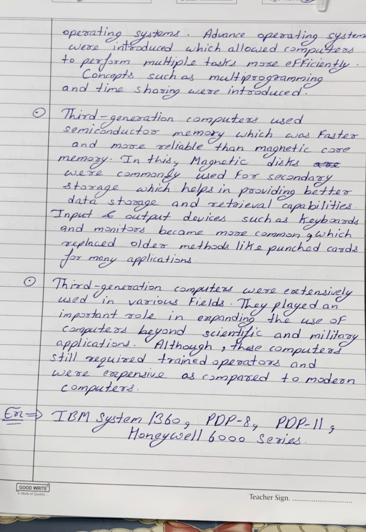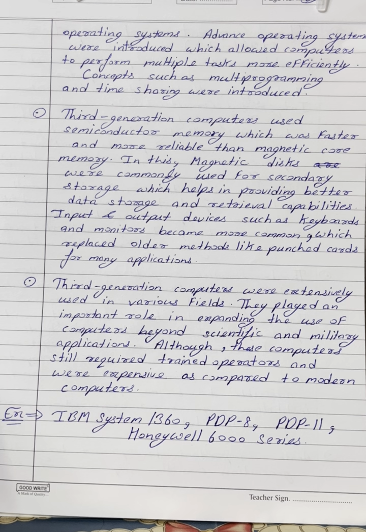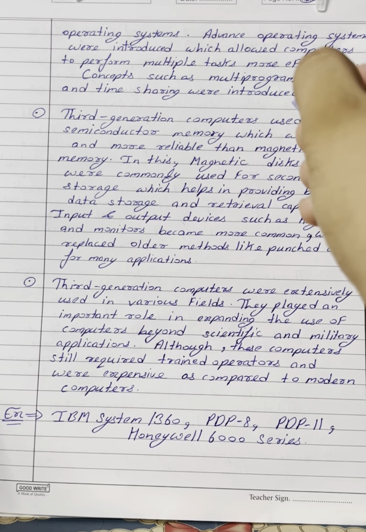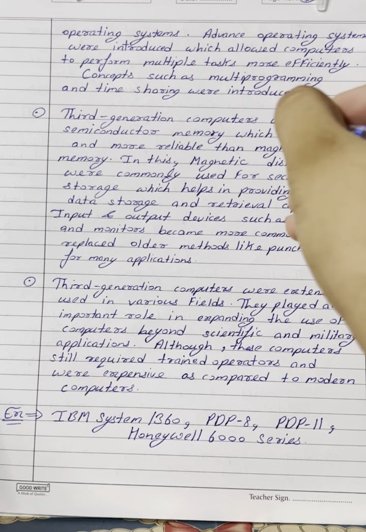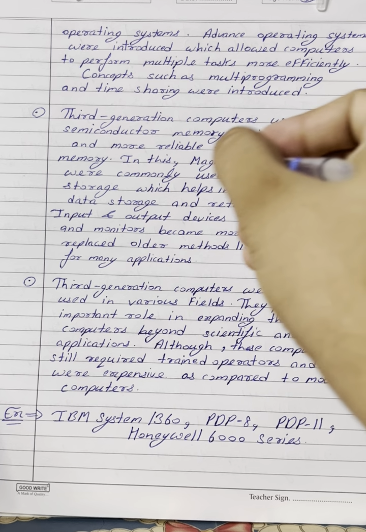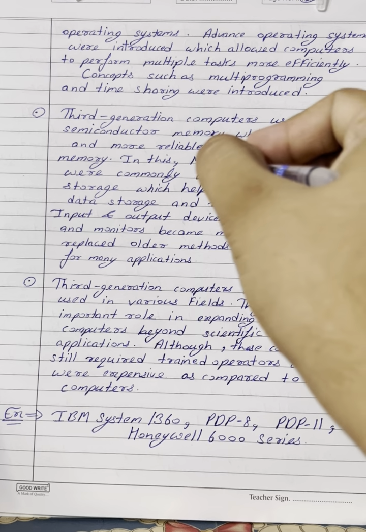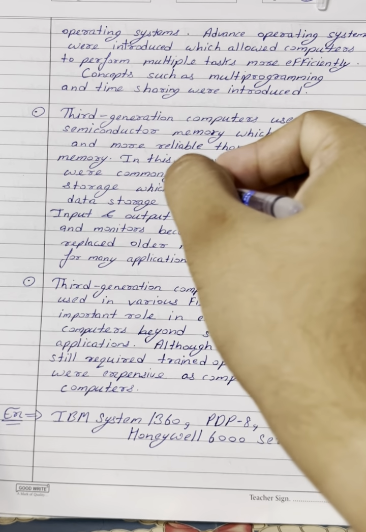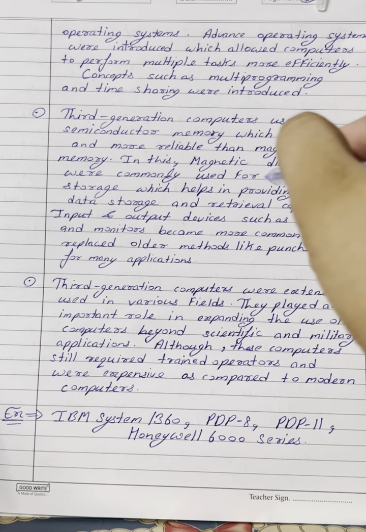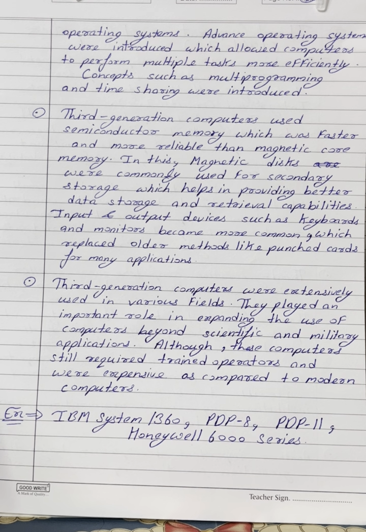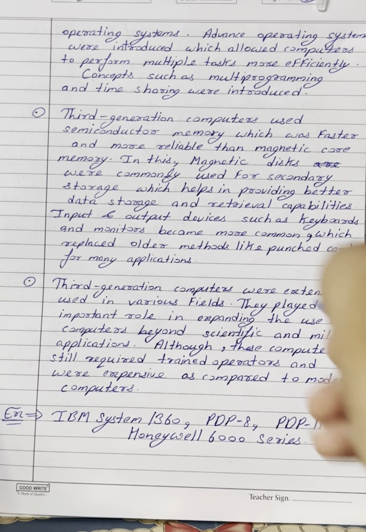So now, these third generation computers used semiconductor memory, which was faster and more reliable than the magnetic core memory. Magnetic disks were commonly used for secondary storage, which helped in providing better data storage and retrieval capabilities. Input and output devices such as keyboards and monitors became more common, replacing older methods like punched cards for many applications.